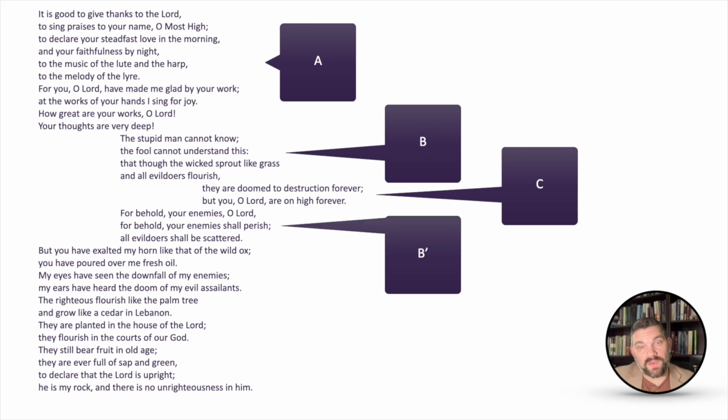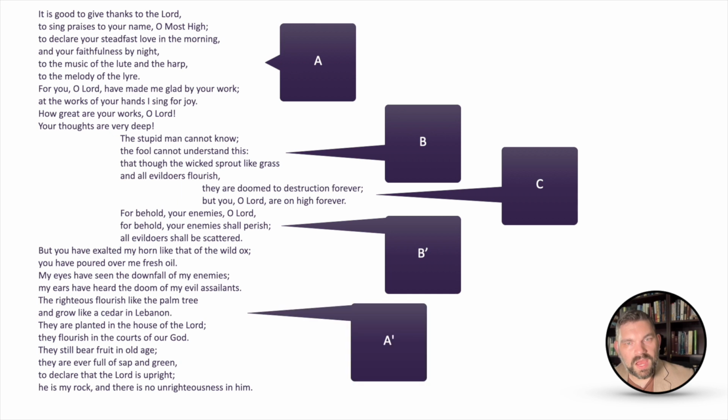Okay, so we start to back away from that now. We have this B prime section. For behold your enemies, O Lord, for behold your enemies shall perish. All evildoers shall be scattered. And you see where these two B sections are now in parallel. What can they not do? They can't understand, they can't know. And therefore they will be scattered and they will perish. And now we go back to praise of Yahweh.